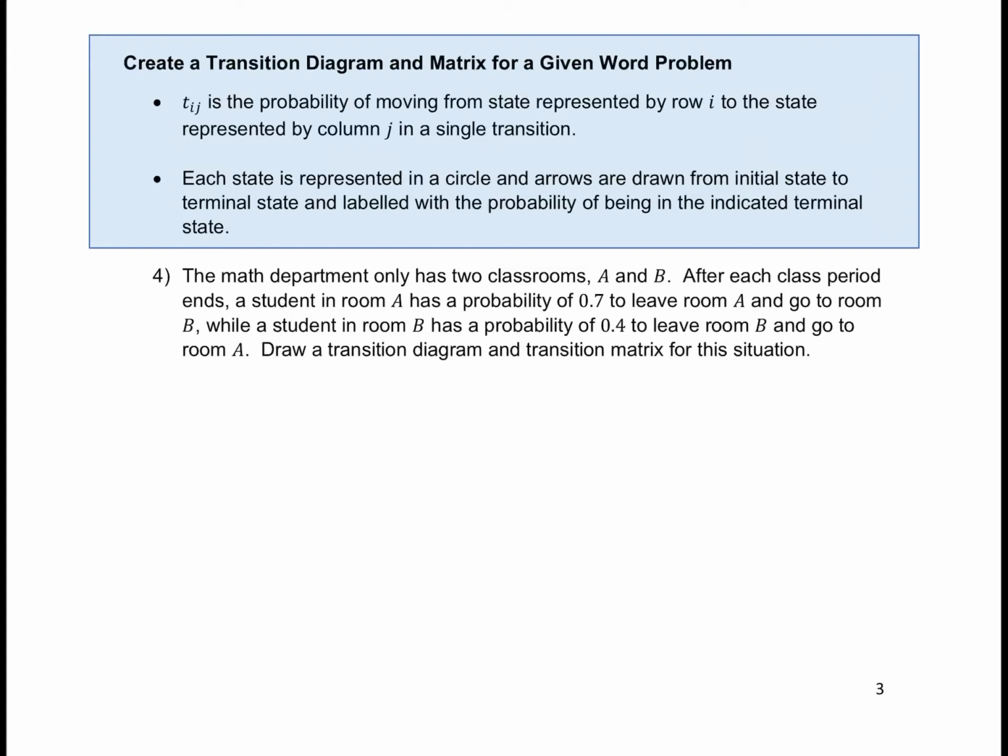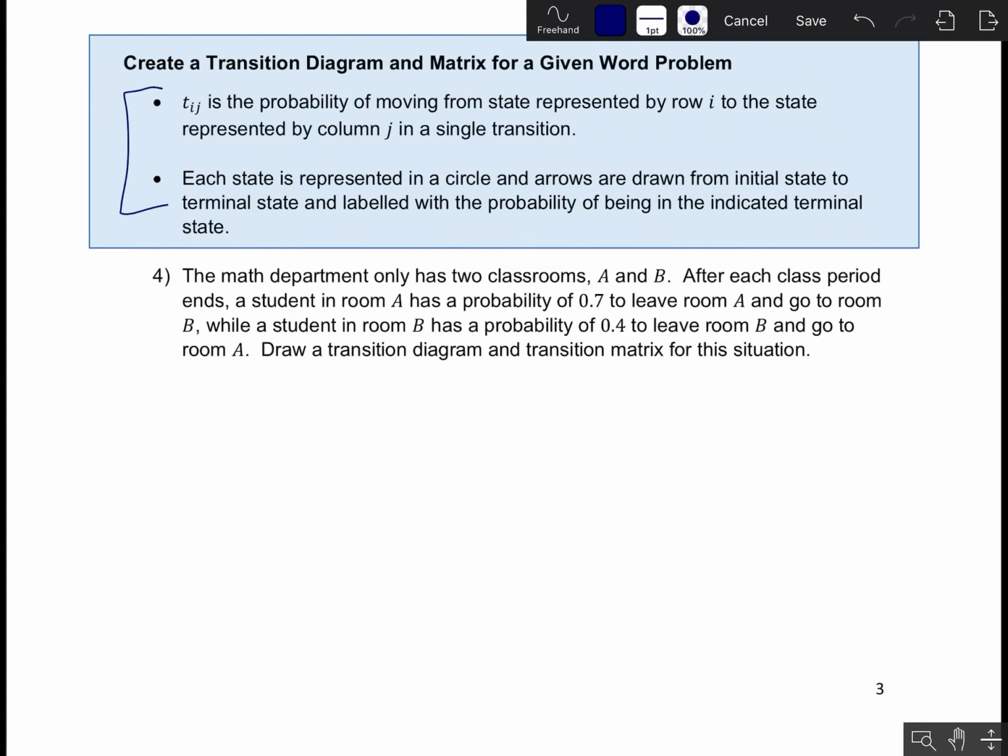About creating a transition diagram or matrix from a word problem. So remember these 2 bullet points. These are things that I've already said, but they're phrased in a little more technical language. So here, remember that Tij is the probability of moving from the state represented by i to the state represented by j in a single transition.